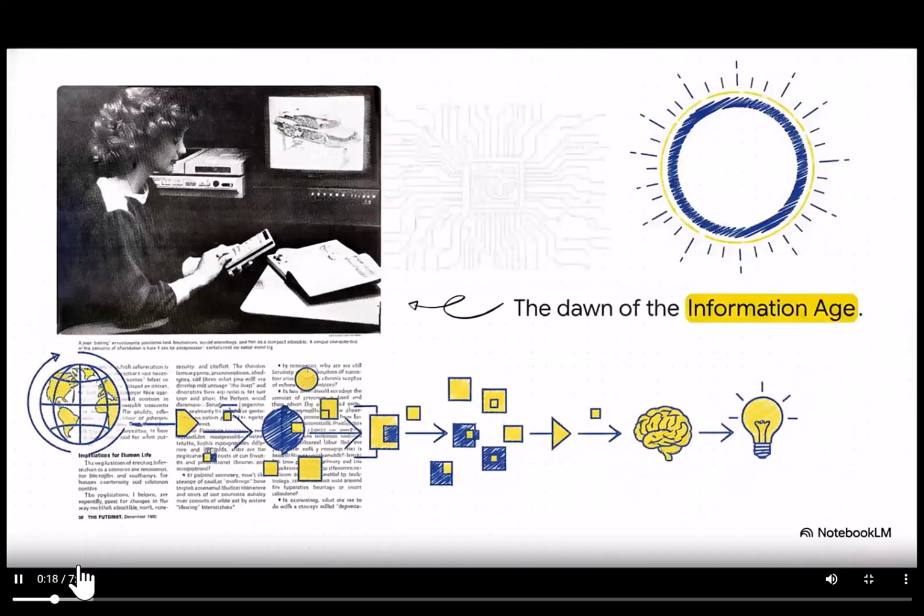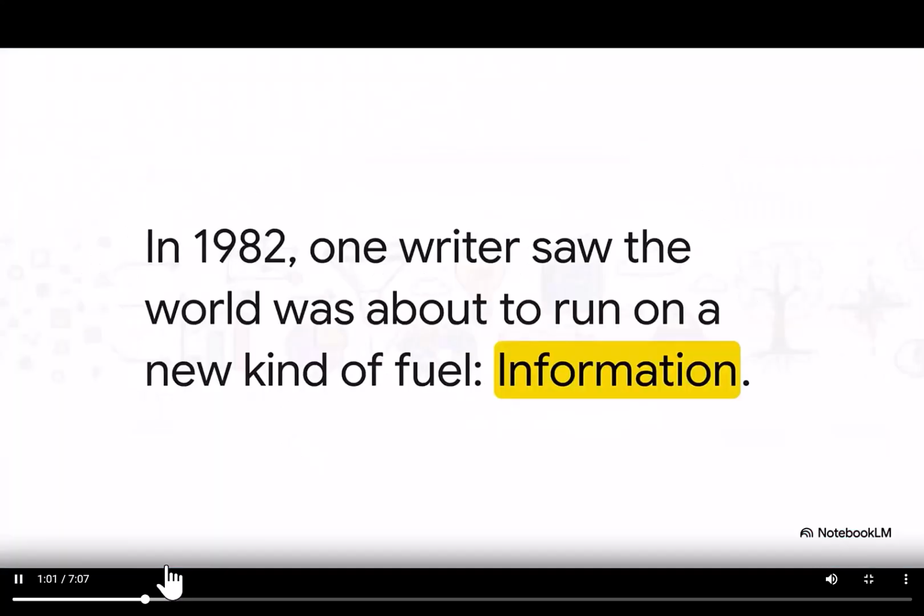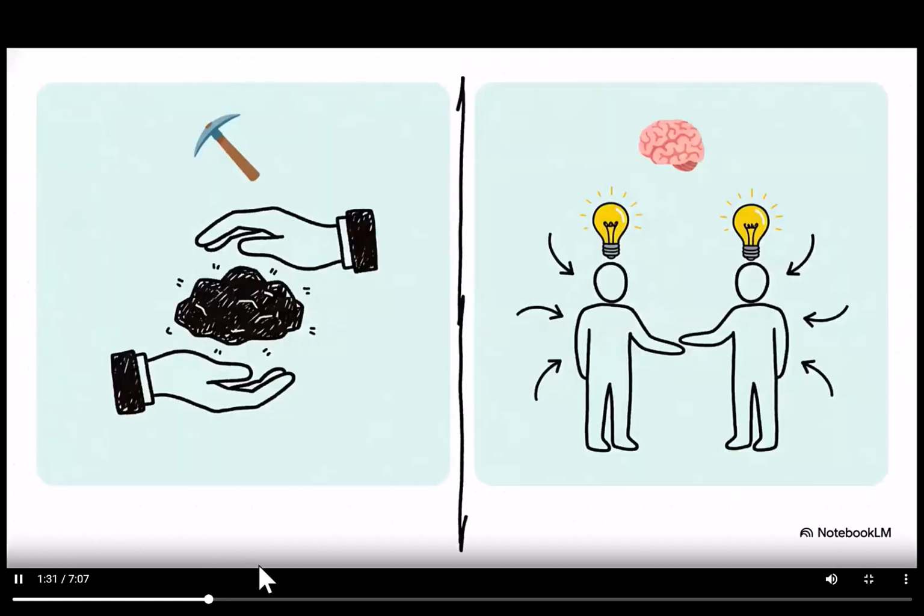To get started, I want you to travel back with me. The year is 1982. I'm going to jump around a little bit. This text came from the article, written in 1982 by a writer named Harlan Cleveland, who, you'll see, saw the future with absolutely stunning clarity. Cleveland's big idea was this: information isn't used up when you use it.